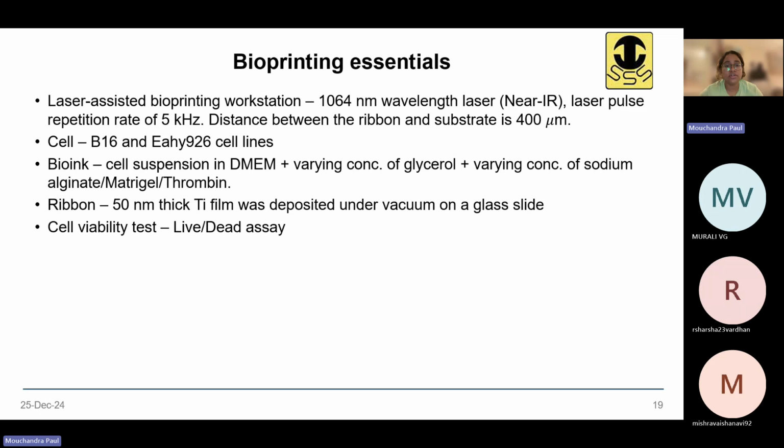How is the ribbon formed? The ribbon consists of a 50 nanometer thick titanium film coated on a glass slide under vacuum. Over this titanium film, you coat the bioink using a blade. In the later experiments, I'll show you that they are also doing a live/dead assay, where the green colored cells signify viable cells and the red colored cells signify dead cells. So one by one, now we'll discuss the results that they have.